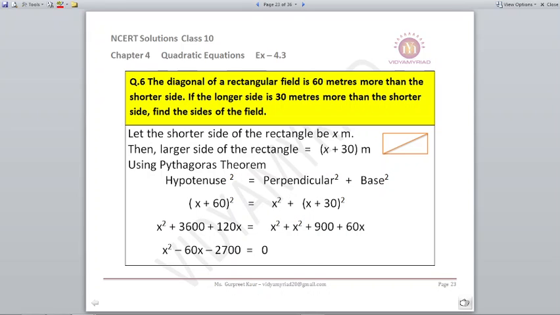Using Pythagoras theorem and by applying the formula of (a plus b) the whole square, we can form a quadratic equation. Now hypotenuse square is equal to perpendicular square plus base square. Hypotenuse is x plus 60, perpendicular is x since it's the shorter side, and base is x plus 30. By using the formula of (a plus b) the whole square, we get a quadratic equation: x square minus 60x minus 2700 is equal to 0.